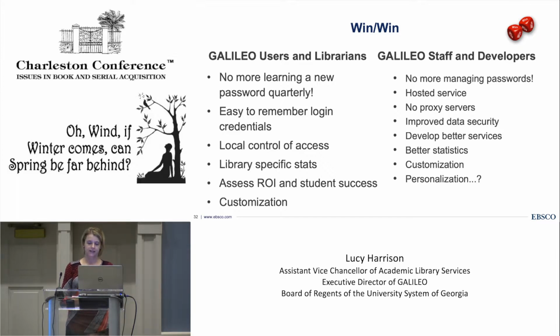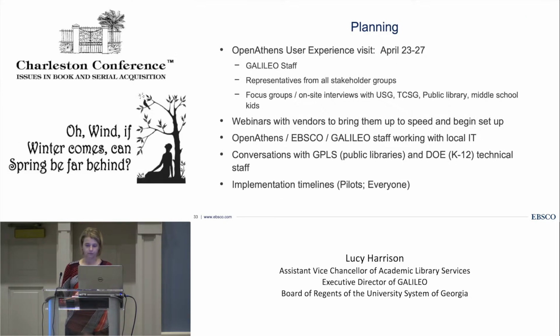Provide better statistics, more customization, and not only for individual libraries, but we hope for different patrons with different attributes. So for example, just nursing students, right? We could provide a different interface for nursing students versus somebody who's in their first year of university. And eventually even personalization, allowing the end user themselves to determine what they would like their access to look like.